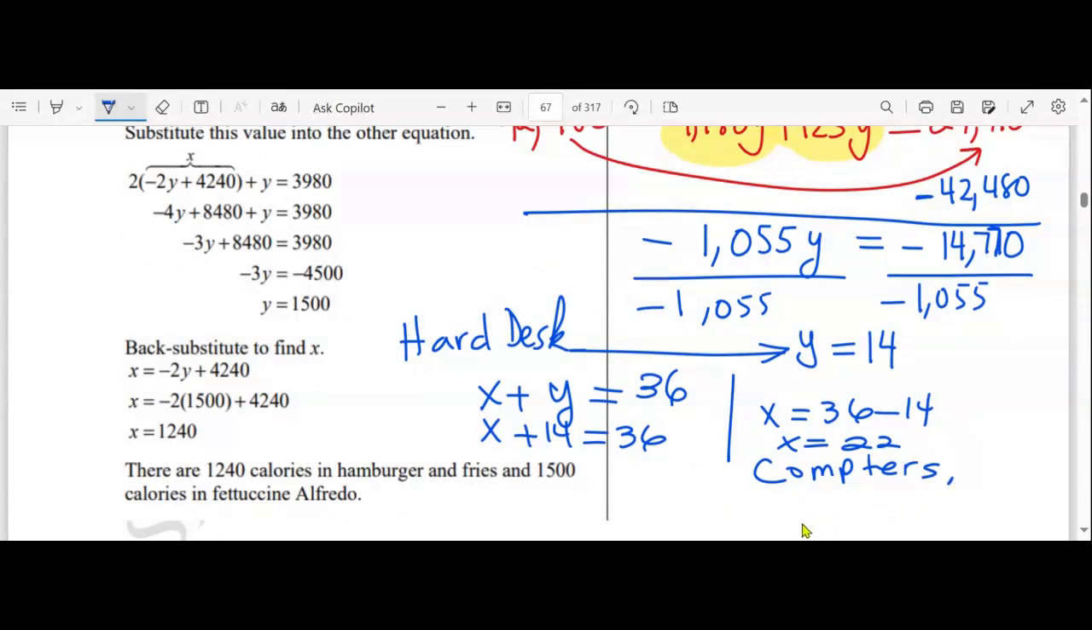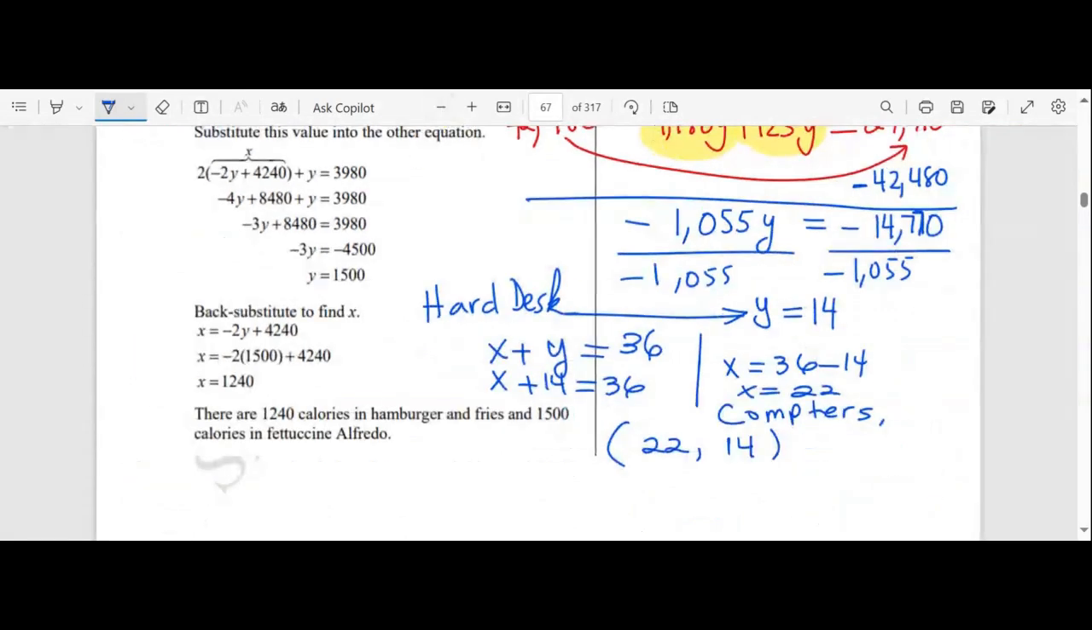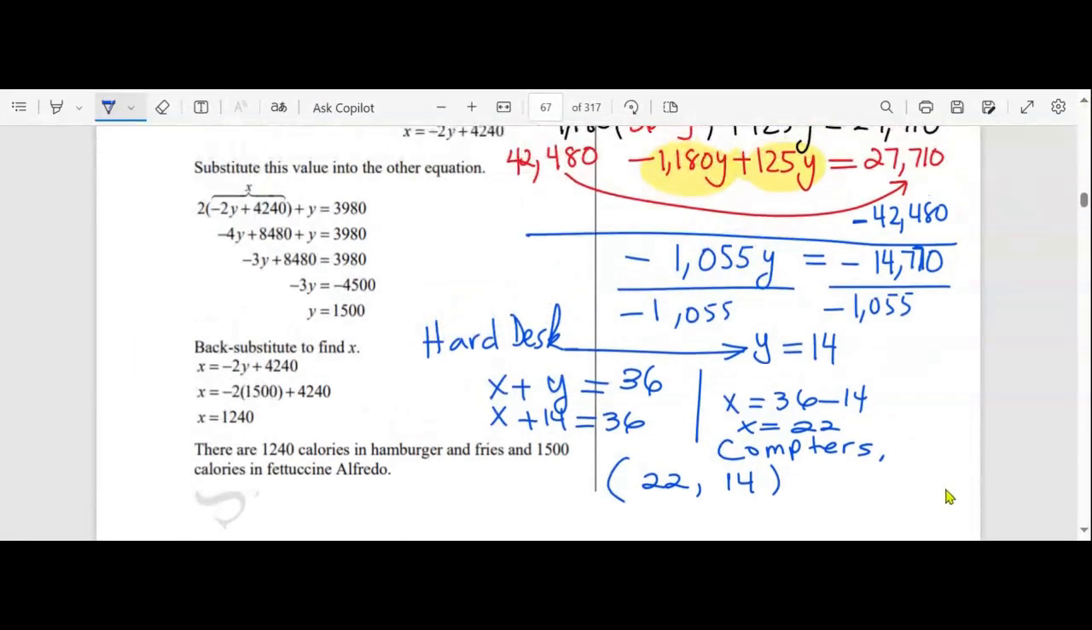Any questions? So your answer, you can put it in parentheses. It's going to be what? 22 and 14. Easy? Doctor, please call up the question.